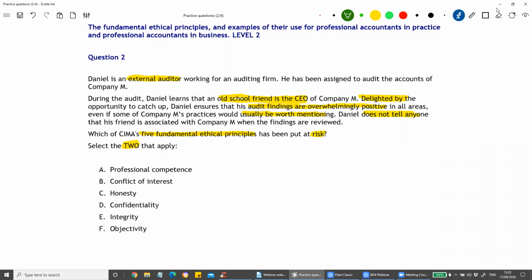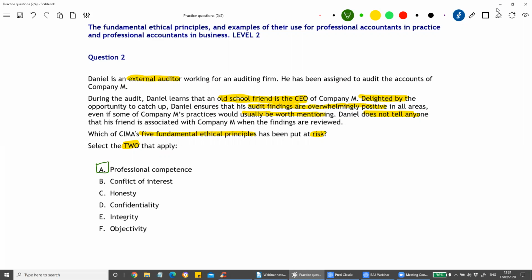Select my green pen. So what about professional competence? Is this one of the 5 fundamental ethical principles that Daniel is at risk of? Because remember, competence and due care is about having an ongoing commitment to maintain a level of professional knowledge and skill. Now, I would suggest actually Daniel's skills aren't in question during this audit. We're not saying Daniel hasn't got the qualifications to become an auditor, just that he might be approaching it in a way that he shouldn't approach it. So what I'm going to do is put a square around here because I think this is the wrong one, but I want to go through all my options first.